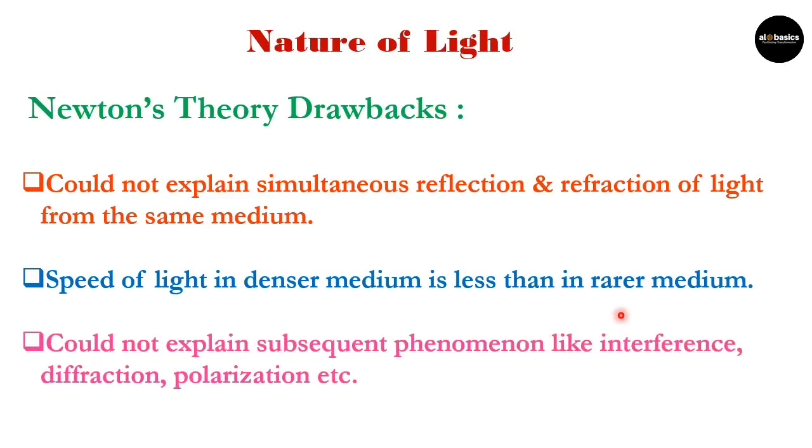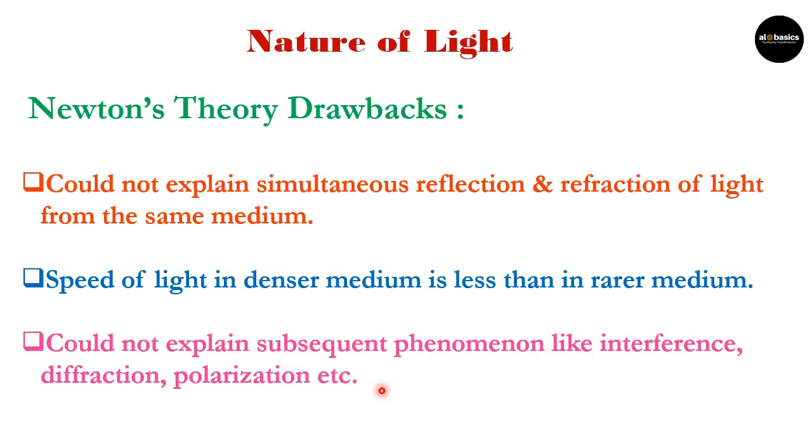Now the next thing is, Newton's theory could not explain subsequent phenomena like interference, diffraction, polarization, etc. One more thing, if light is in the form of particles, then as light is emitted in the form of particles, the mass of the source of light should go on decreasing, and that is not happening. And that is one more drawback we can consider for Newton's corpuscular theory.